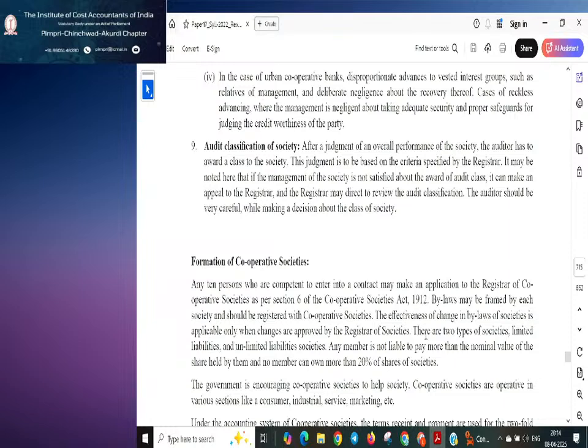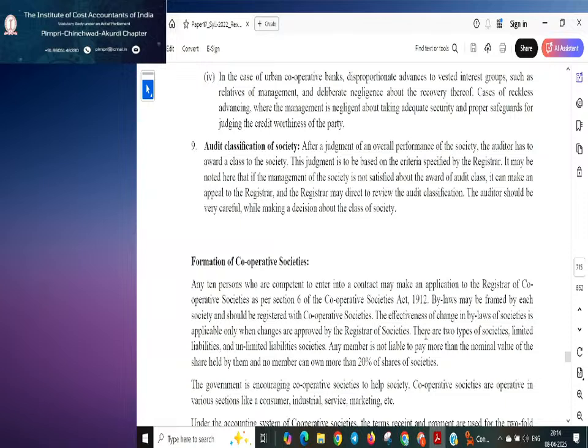Then bylaws may be framed by each society and should be registered. So it should be framed and registered with the cooperative societies. If there is any change in bylaws, once again it needs to be approved by the Registrar of Societies. There are actually two types of societies: limited liability and unlimited liability.